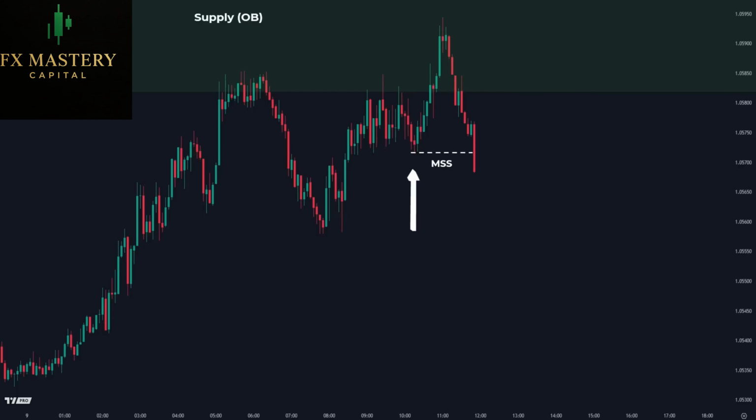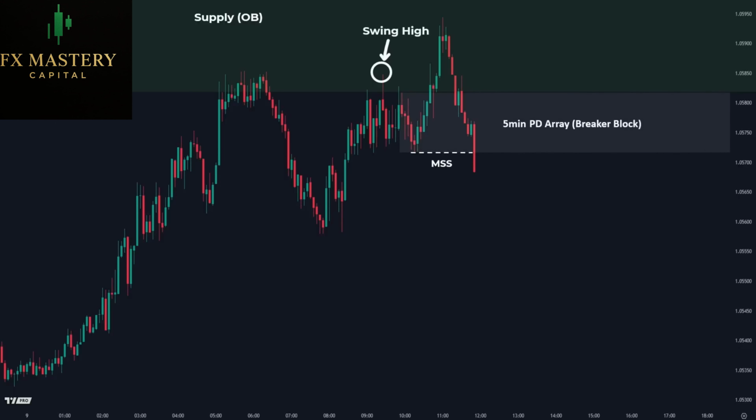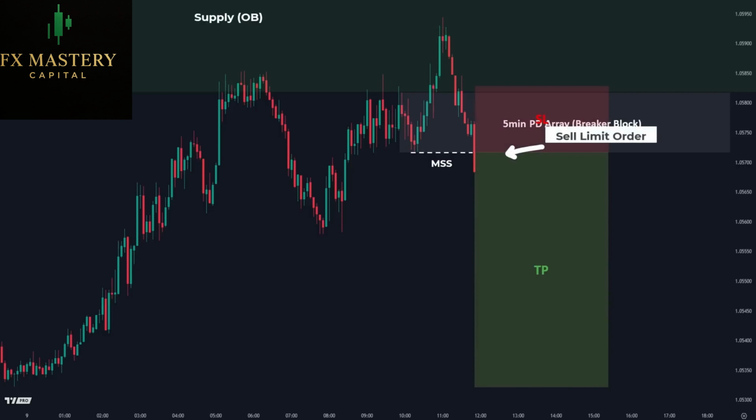Also, we can see that price has created a breaker block, represented by these down close candles. The price formed a swing high, then a swing low, followed by a higher high, before immediately reversing and breaking below the down close candles. So we have our 5-minute PD array that we were looking for, so we can set a sell limit at its lowest point, aiming for the next clean swing low as our profit target.